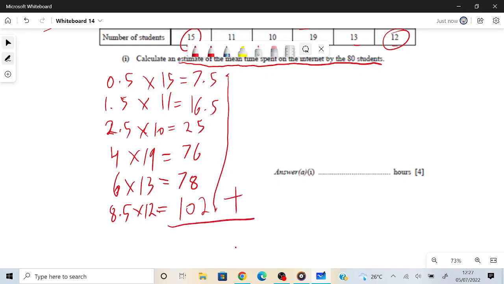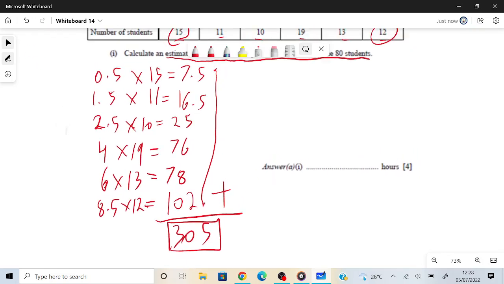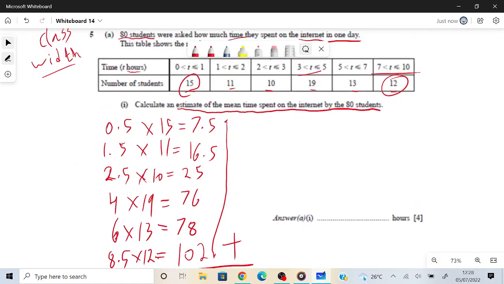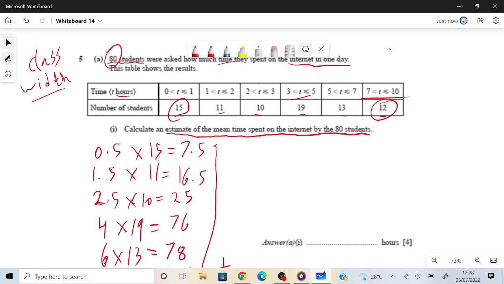So using a calculator, 0.5 plus 16.5 plus 25 plus 76 plus 78 plus 102. That is 305. Now this is not the final answer. The only step that now remains is to divide this 305 by the total frequency, or the total amount of students in this case, which was 80. It said 80 students. If it didn't specify in the question, you could also just count the number of students here, 15 plus 11 plus 10 plus 19 plus 13 plus 12, and that should also give you 80.